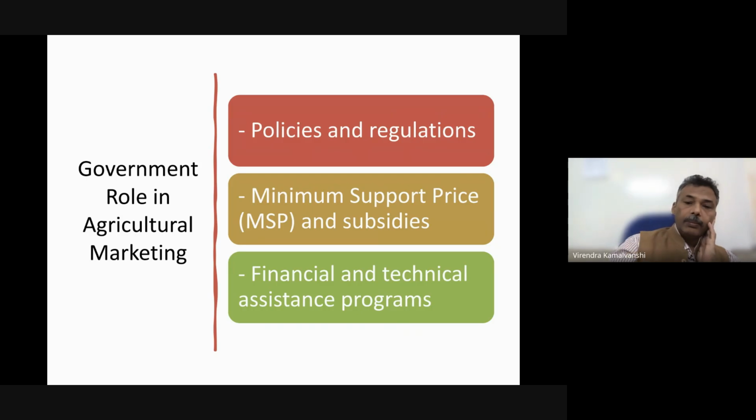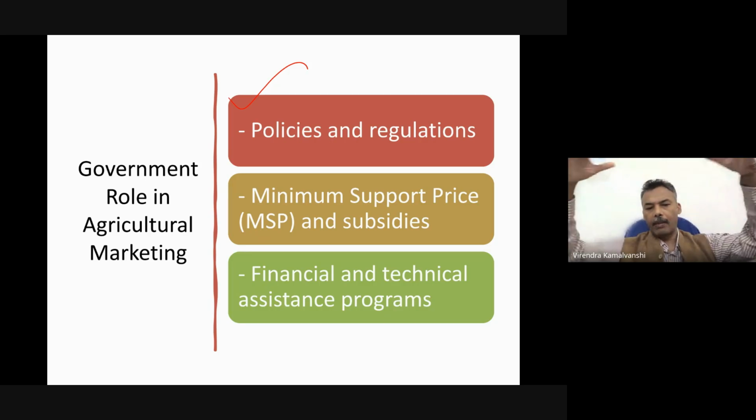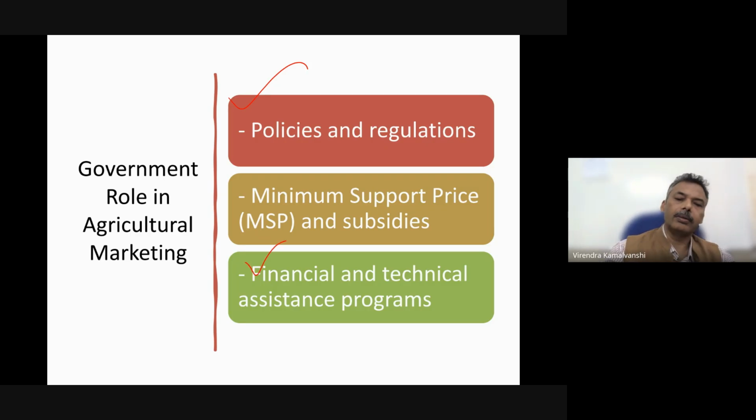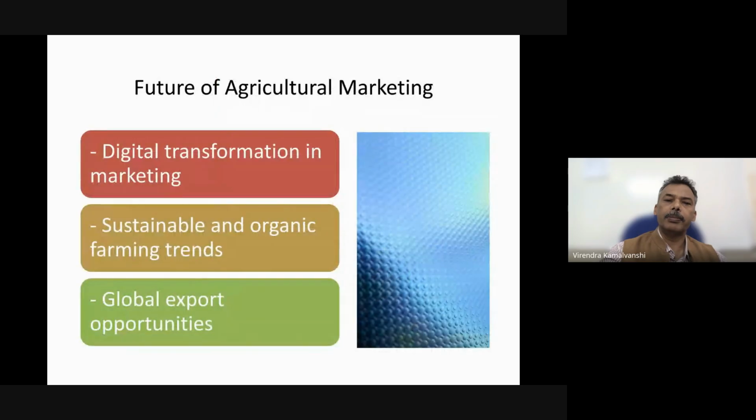Then the government can play a very important role. Policies like essential commodities, price control, then subsidies, then taxes. So the government has a lot of instruments which they can play. They can go for priority lending support to the agriculture sector. Financial and technical assistance programs mean farmers can get finance at a cheaper rate.